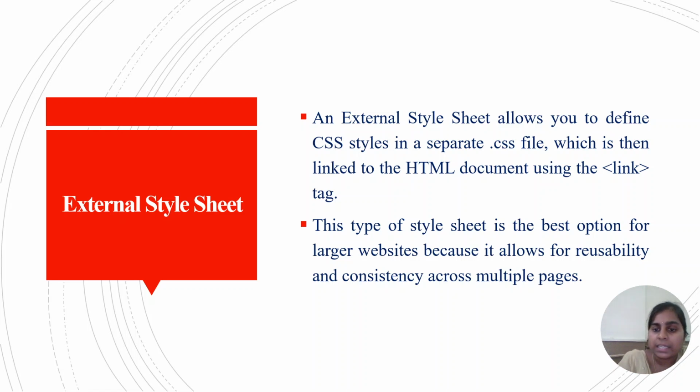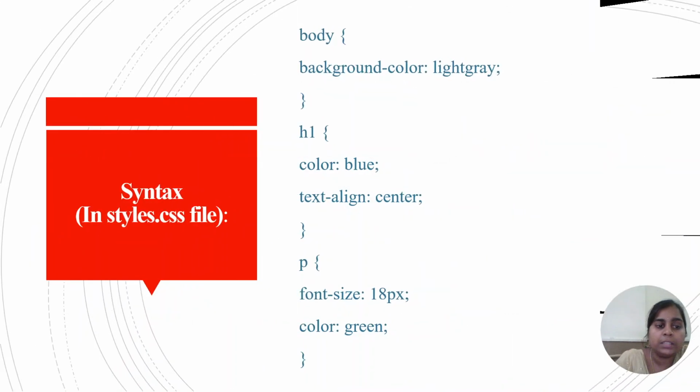So this type of style sheet is the best option for larger websites because it allows for reusability and consistency across multiple pages. And then I am having the syntax for the external style sheet. So this is the CSS file here, and then I am having the body, H1 and P selectors there. So the body selector has the property value background color light gray, and the H1 tag is here. For this H1 tag I am taking the property values color blue and text align center, and then the paragraph tag also has property values font size 18 pixels and color green.